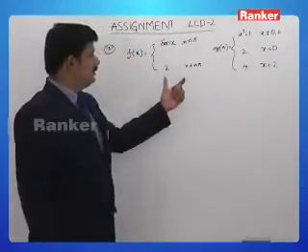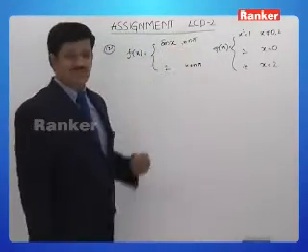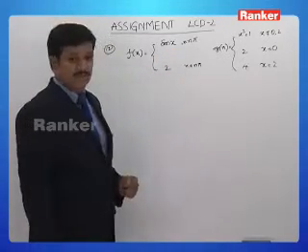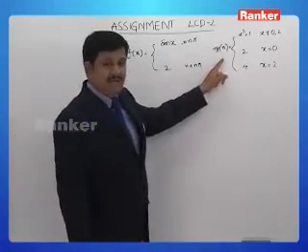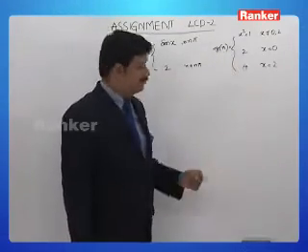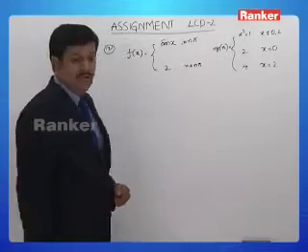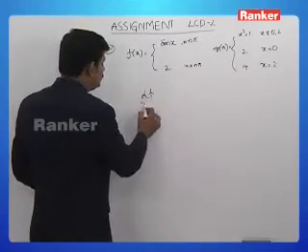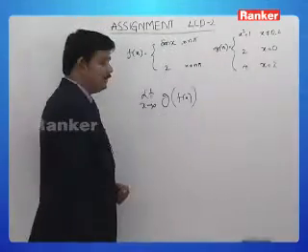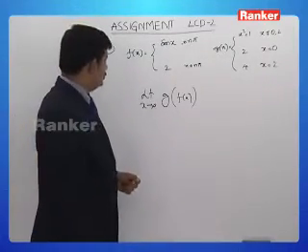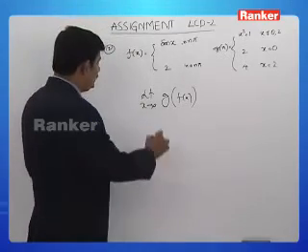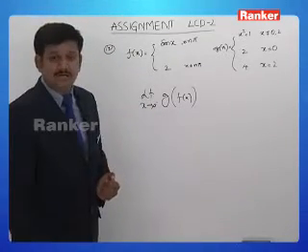f of x and g of x are defined as above, and we are asked to evaluate limit x extending to 0 of g of f of x. So, to evaluate this limit, we have to evaluate the left hand limit and right hand limit separately.